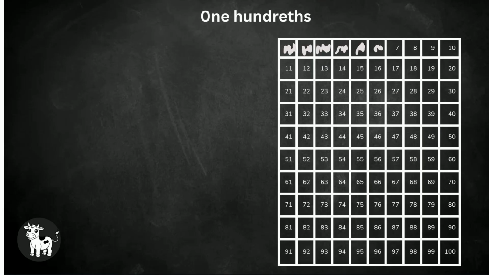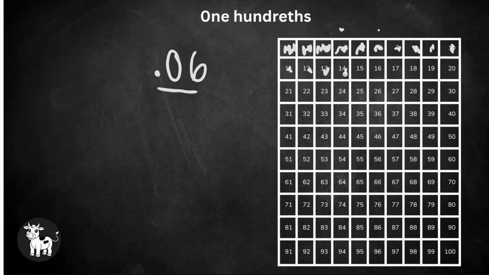Now, let's do it the opposite way. Notice that we have 1, 2, 3, 4, 5, 6 of the 100 places shaded in. How would we write this as a decimal? Well, we have the tenths place here, so we're going to write a 0, and then we're going to write a 6 that represents the hundredths place, because we have 100 boxes, so the decimal would be written like this.